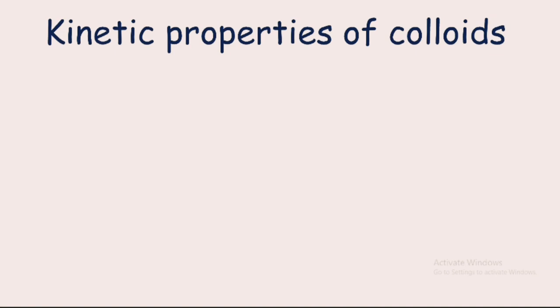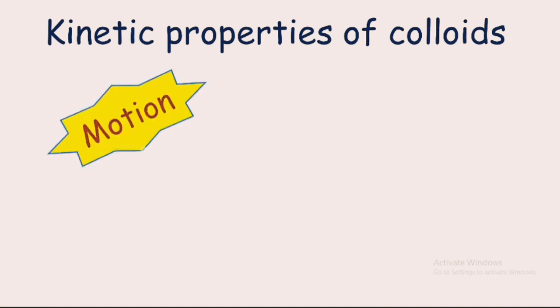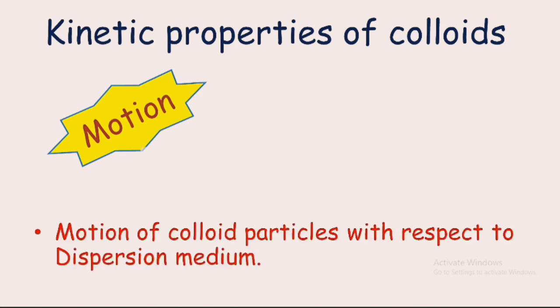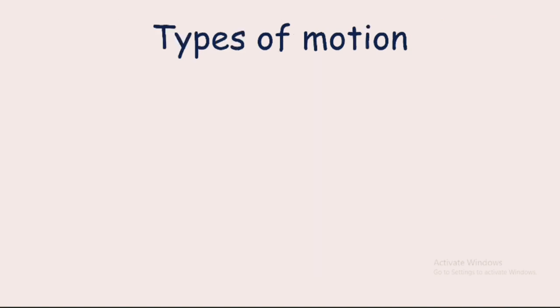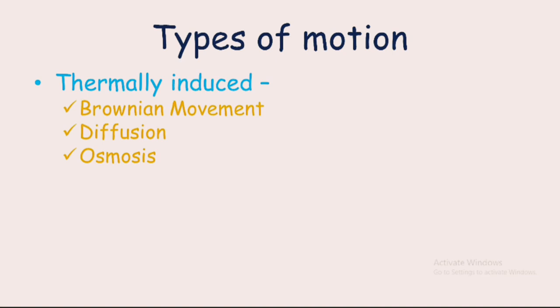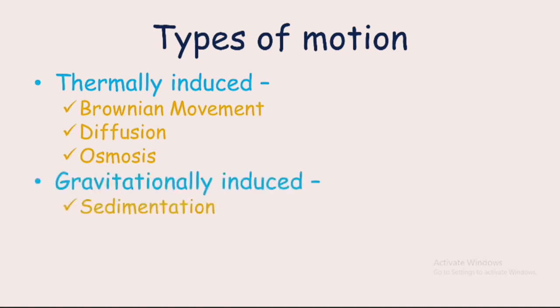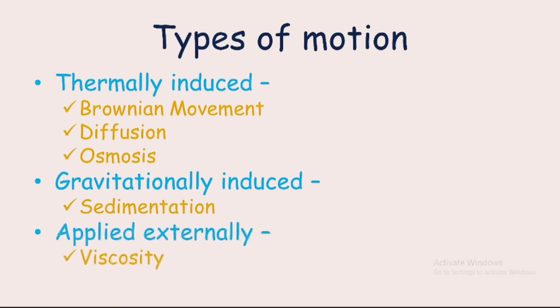But at first one should know the meaning of kinetics. So what is kinetics? Kinetics means motion. So the motion related properties will be discussed here. Basically, it includes various properties that relate to the motion of particles with respect to the dispersion medium. The motion is induced by various factors. It can be either thermally induced, like Brownian movement, diffusion, osmosis; gravitationally induced, like sedimentation; or applied externally, such as viscosity.